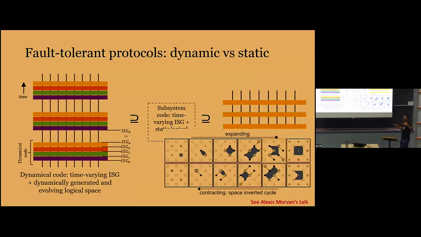Because as was shown in Alexis Morvan's talk, these stabilizers evolve under the unitary gates that you're doing for your measurement circuit. So in that sense, these two pictures have the same flavor, in the sense that you have instantaneous stabilizer groups.